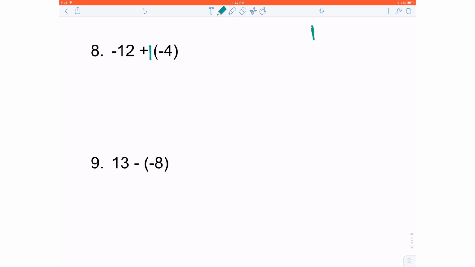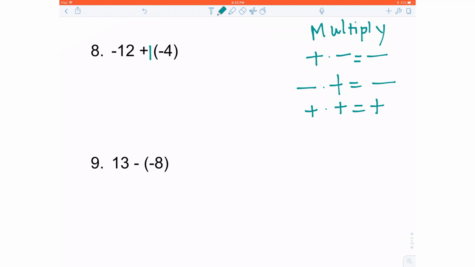When we multiply, the rules are a little bit different. Positive times negative is negative. Negative times positive is also negative. So if the signs are different, the answer is negative. Positive times positive gives you positive, and negative times negative gives you positive. If the signs are different, we have negative. If the signs are the same, our answer will be positive, okay?